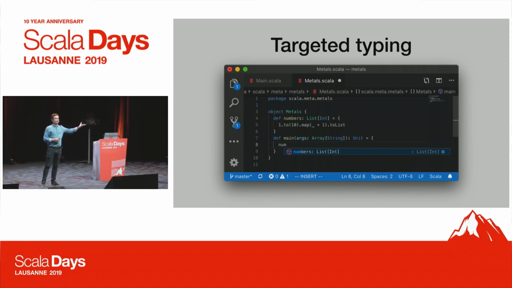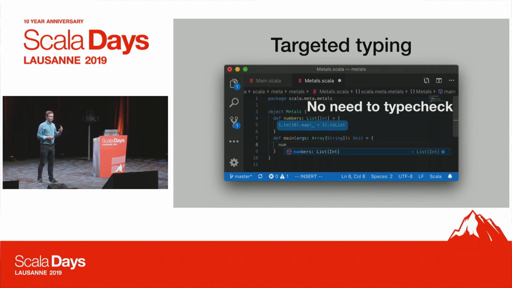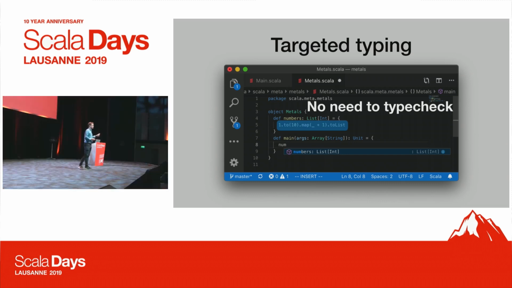And you get the typed tree at that position. So here, just as an example, we're completing numbers. That means we need to go and type check the object Metals. We get numbers, but it has a type description list of int. So we don't have to type check the one in the body of that method. So this works out of the box if you just use the presentation compiler for scope and member completions.